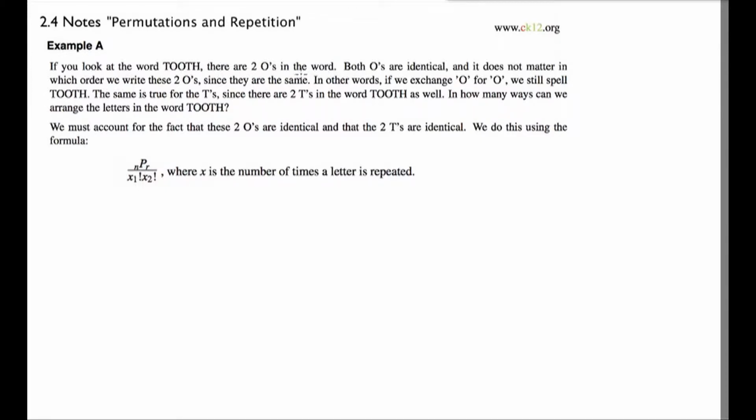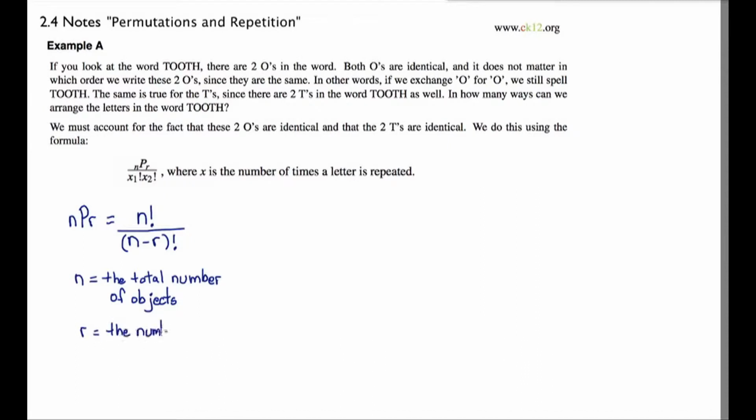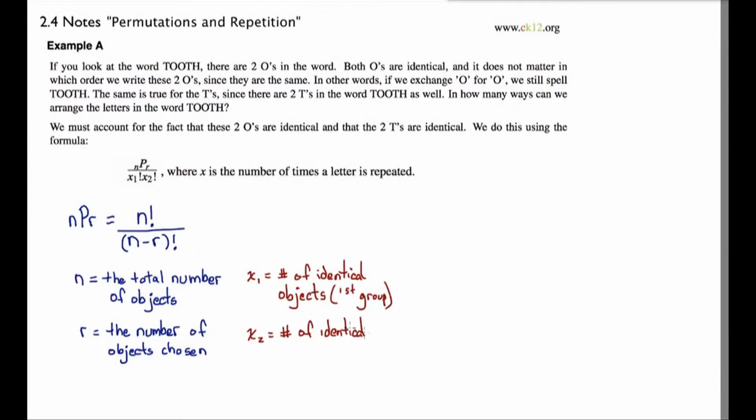So in example A, we want to arrange the word tooth in as many ways as we can. However, the T and the O repeat. So in the formula, we're going to use the same permutation formula. Then we're going to divide by the number of identical objects in the group.